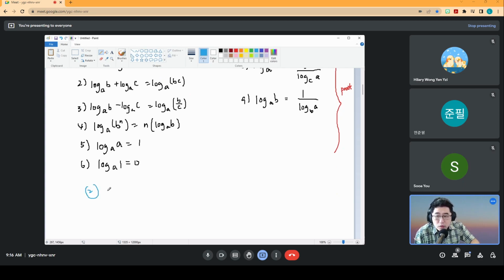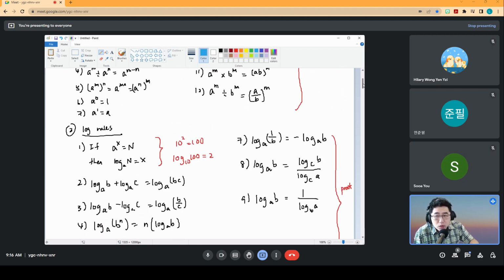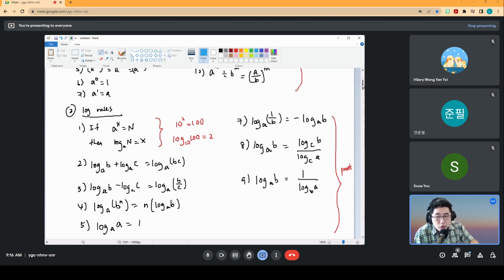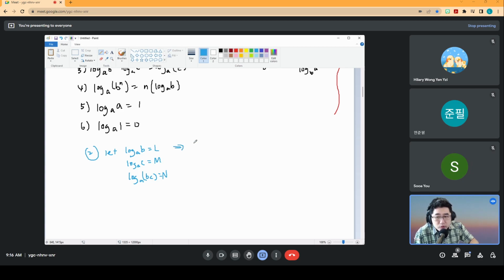First you let log a b equal L, log a c equal M, log a bc equal N. According to rule 1 for the log, the change between indices and log, we know that this can be written as a power L equals b, a power M equals c, and a power N equals bc. That is from the definition of log.